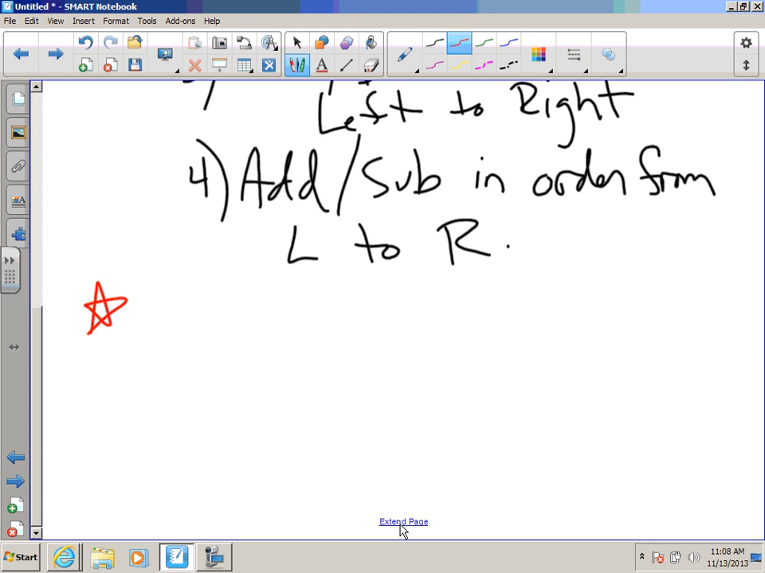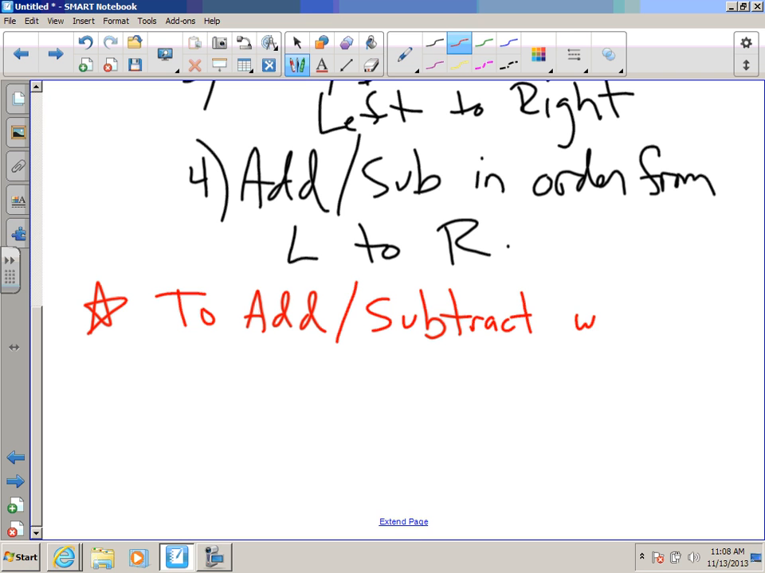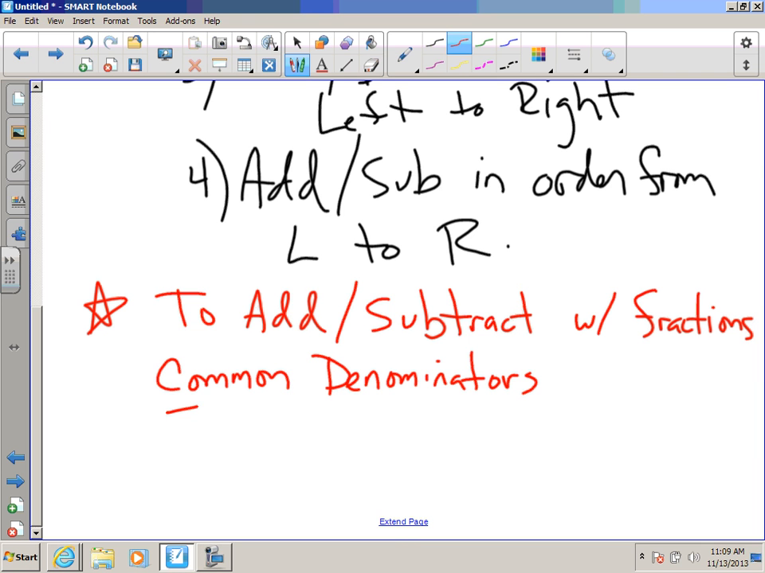Okay, star number 1. To add or subtract with fractions, what do we need? What is needed when we add or subtract fractions? Common denominators. When we add or subtract with fractions, we need common denominators.